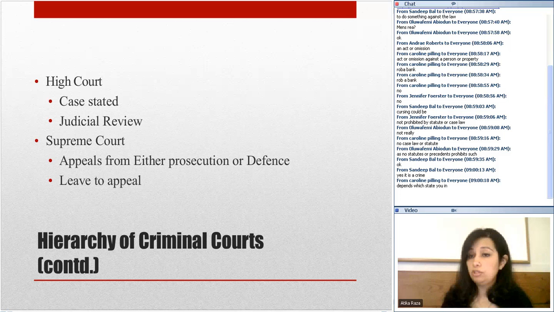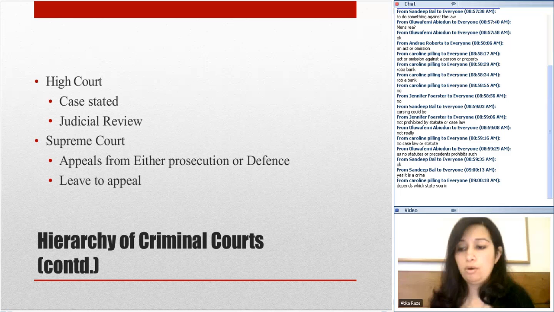Then you go to the Supreme Court, which is the most epic court, the highest court. The appeals that go to the Supreme Court can be from either the prosecution or the defense, both. And you need leave to appeal for that. You file for an appeal. Something you should know about legal appeals: before October 1st, 2009, appeals from the Court of Appeal were made to the House of Lords. Okay, now there is no House of Lords that deals with that.